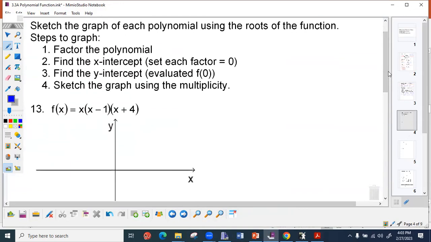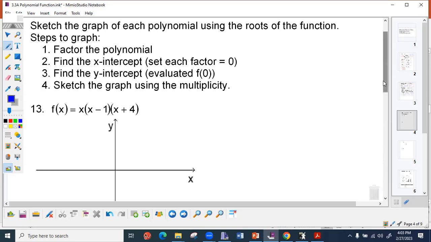All right, so here, the first thing you want to do is make sure that the polynomial is fully factored. After that, you want to find the x-intercepts, and you find them by setting each factor equal to 0. Then you're going to find your y-intercept. To find your y-intercept, you just evaluate f of 0, which means that wherever x is, I plug in a 0. And then you're going to sketch the graph using the multiplicity.